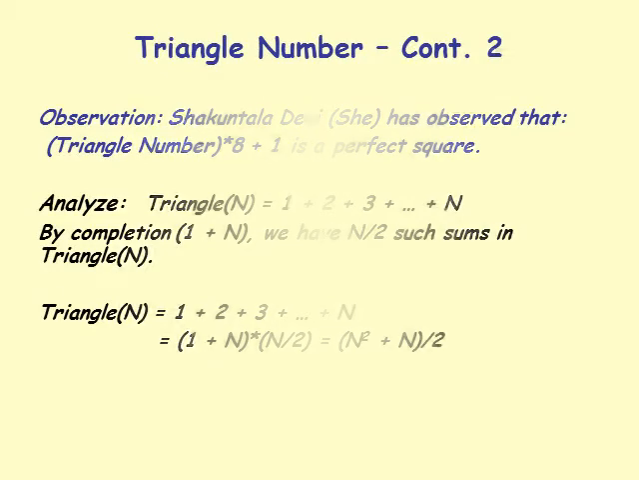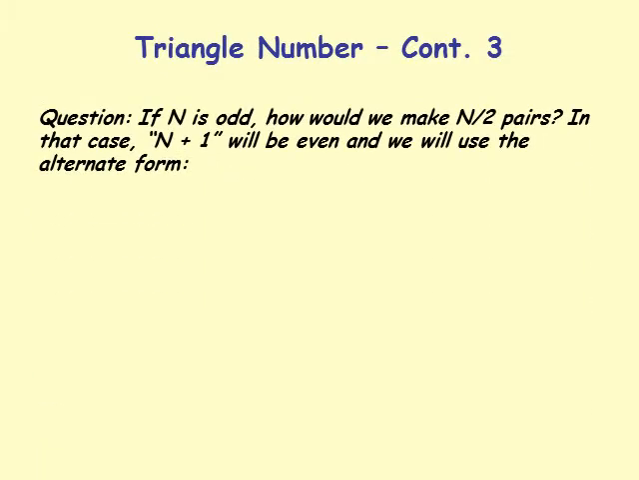Let's continue. Some of you would question, if n is odd, how would we make n by 2 pairs? Okay. In that case, if n is odd, n plus 1 must be even. Then we can use an alternate form to compute the sum of natural numbers starting from 1. So triangle of n, in alternate form, is the average of 1 plus n, which is the first term and last term here, times n.